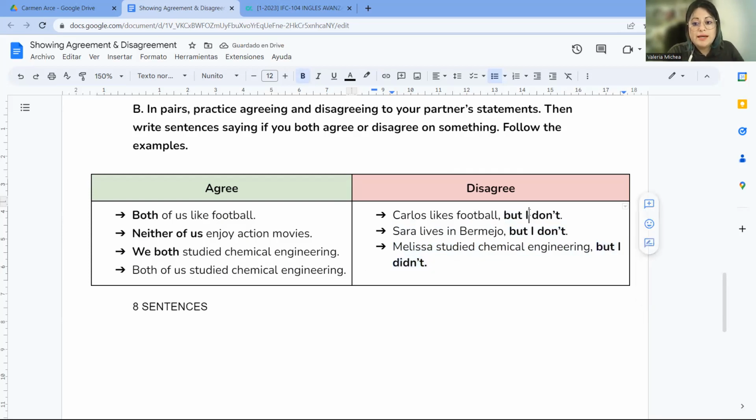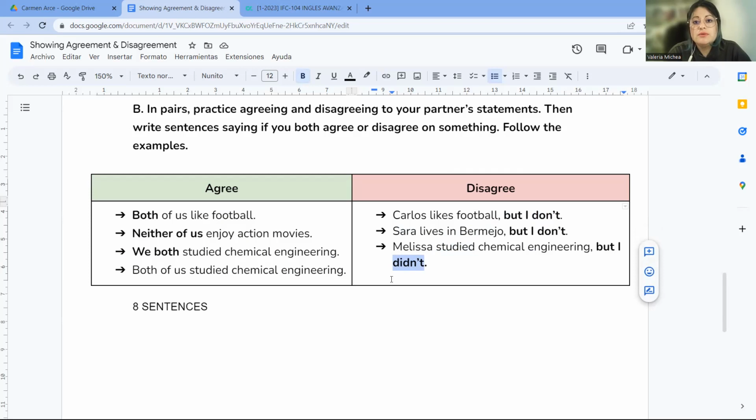So you can have but I, and what comes after depends on the verb tense you're using. This is the present simple. That's why I'm using the present simple auxiliary verb. This is the past form, so that's why I'm using the past form. If my verb was can, I would use can in my answer. So Melissa can run, but I can't. Or Melissa has been to Europe, but I haven't.